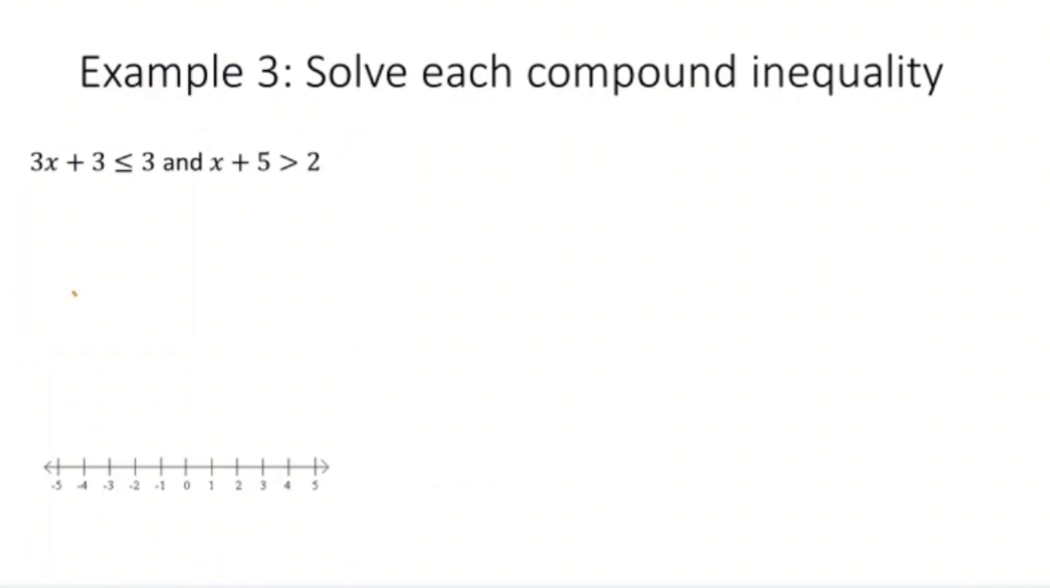Next, we'll solve the compound inequality 3x plus 3 is less than or equal to 3, and x plus 5 is greater than 2. We'll start by solving the first inequality, and after solving by subtracting 3 and dividing by 3, we get x is less than or equal to 0. Now we'll solve the second inequality. By subtracting 5 from both sides, we get x is greater than -3.